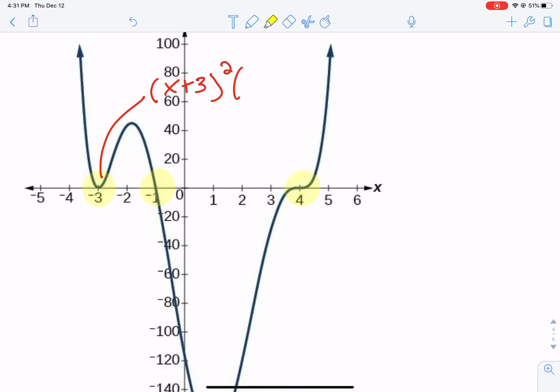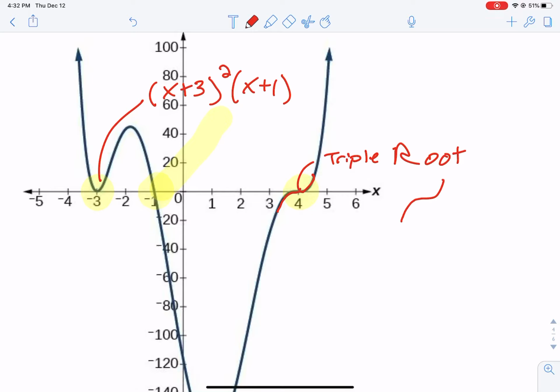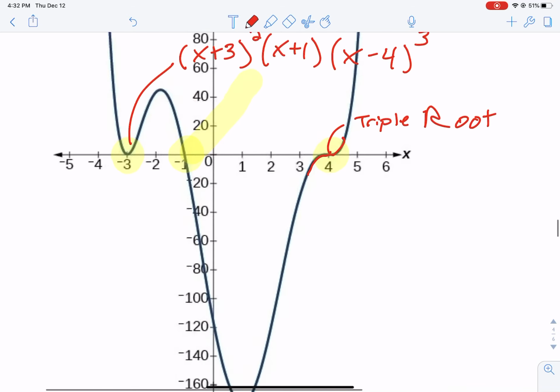The factor on this one here is x plus 1, and it's just the first power because it goes straight through. And then we have a triple root here, because it does the crazy little wiggle. When it does that wiggle, or it could go the other way like that, then we have cubed, triple root. So we're going to have x minus 4 cubed. All right, those are the factors.